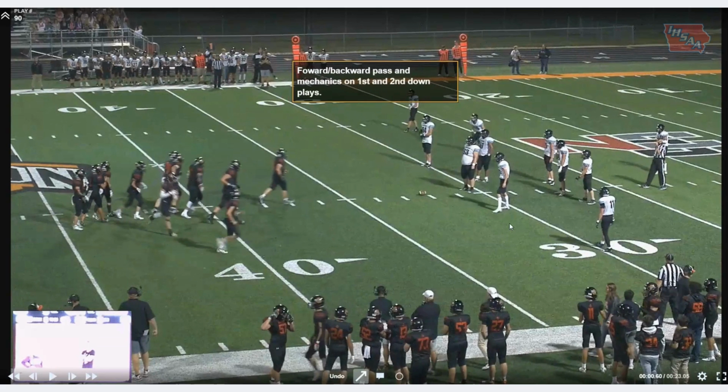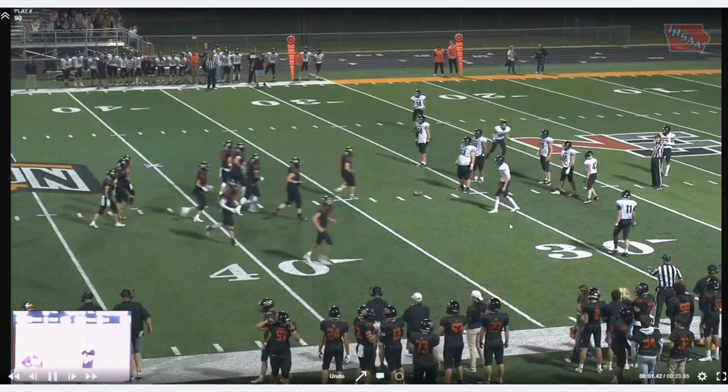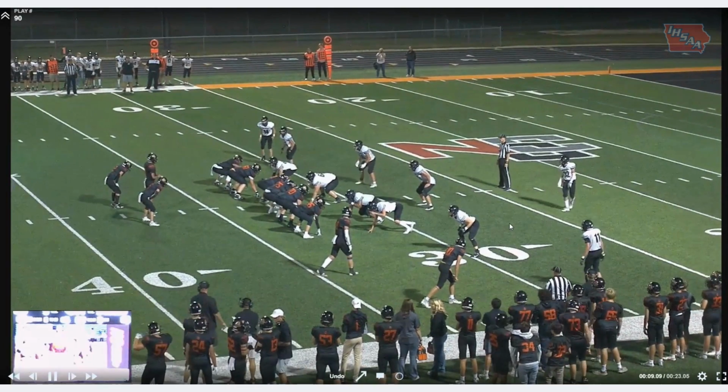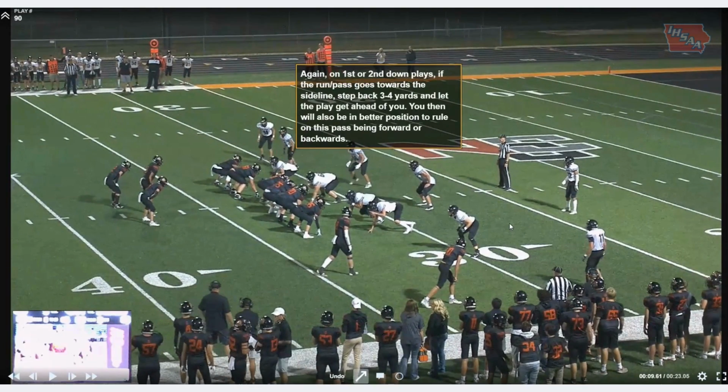Next play, we've talked a lot about this: forward, backward pass, mechanics, and how to handle these. So this is a first or second down play. It's a first down play in this case. So we know as soon as we see something between the tackles, we're going to hold. If we read something coming out towards us or towards the sideline, both should go back.